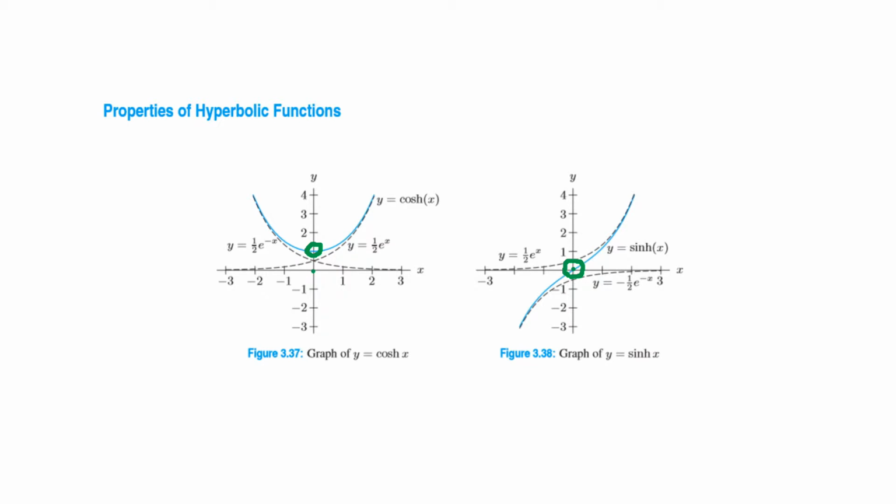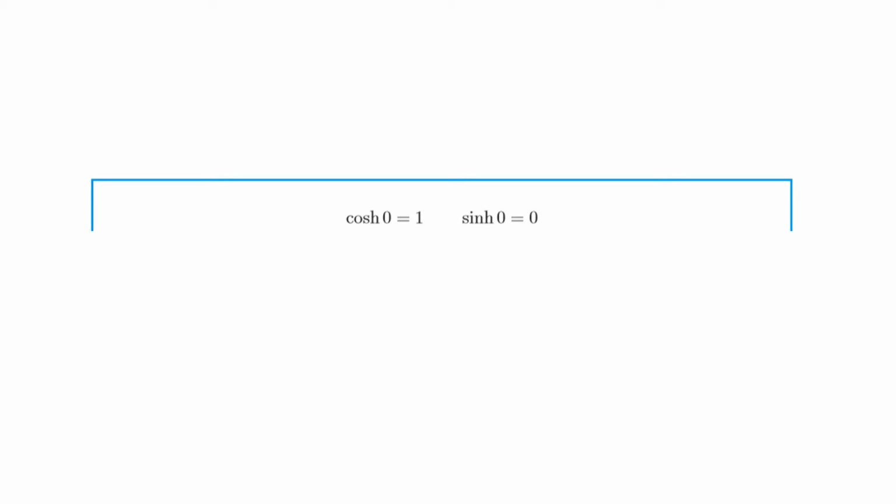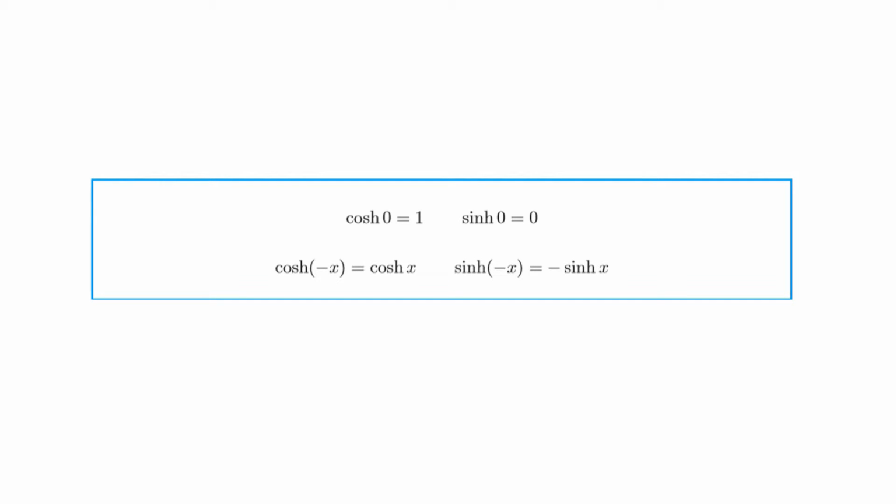Another point that I can focus on is, 1, the hyperbolic cosine of x is an even function, and 2, the hyperbolic sine of x is an odd function. So with those properties, we can write hyperbolic cosine of 0 equals 1 and hyperbolic sine of 0 equals 0. And for the even and odd functions, we can write hyperbolic cosine of negative x equals hyperbolic cosine of x, and hyperbolic sine of negative x equals negative hyperbolic sine of x.